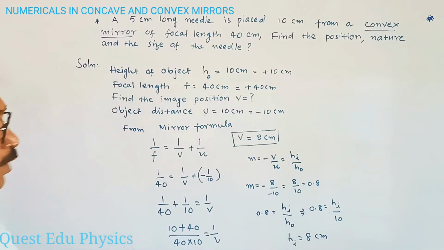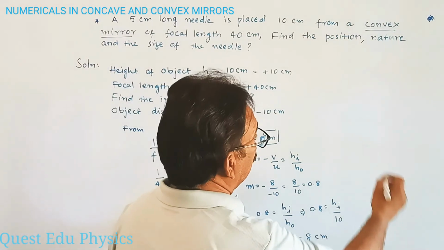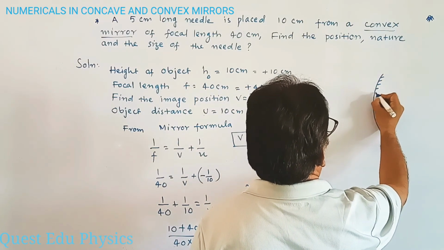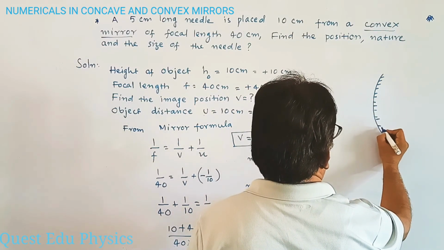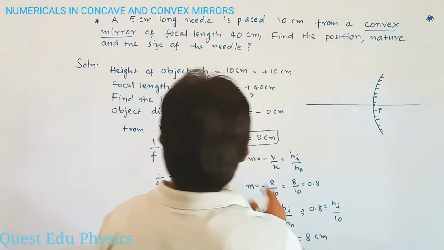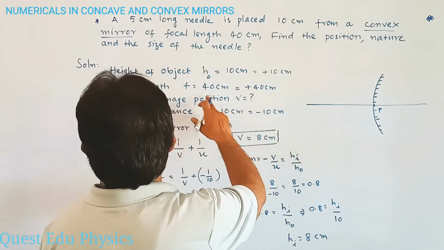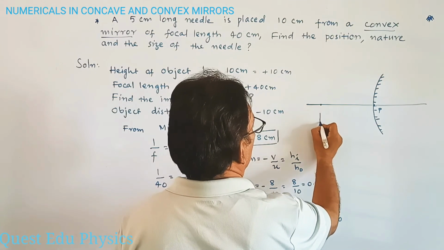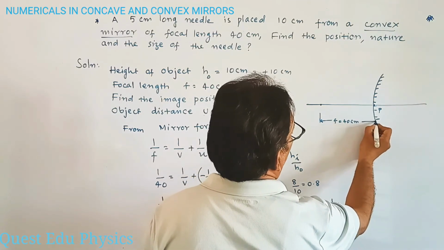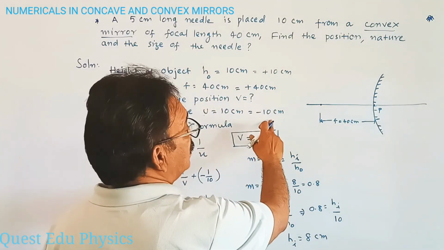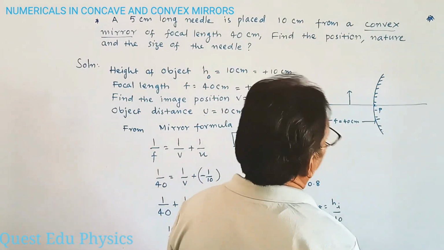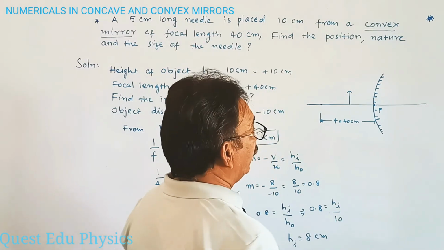Okay, students, if we depict the diagram it could be like this. It is a convex mirror. Principal axis, and it is the pole. Okay, students, it has a focal length of how much? 40 centimeter. Just say F is equal to 40 centimeter. An object is kept at a distance of 10 centimeter here, somewhere near. Then we have to draw the diagram, students.